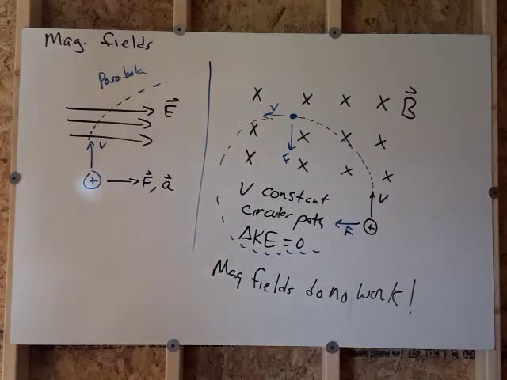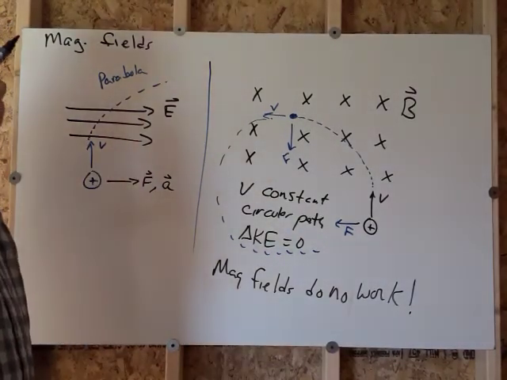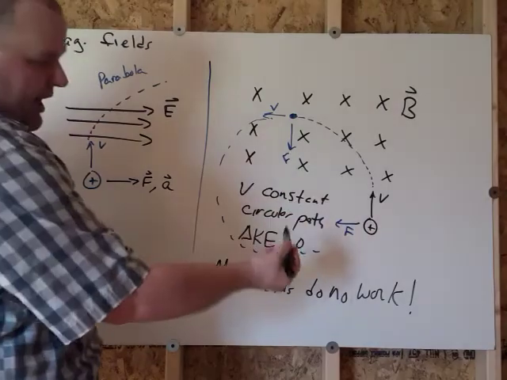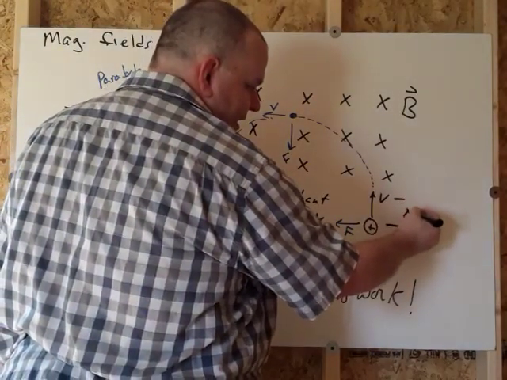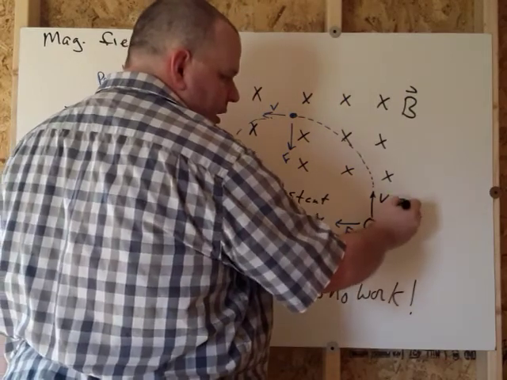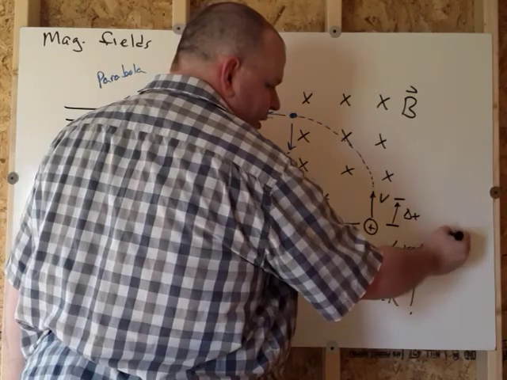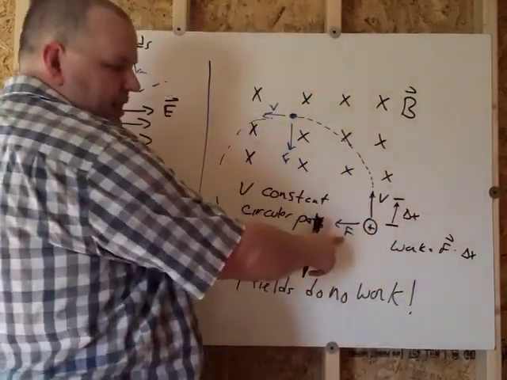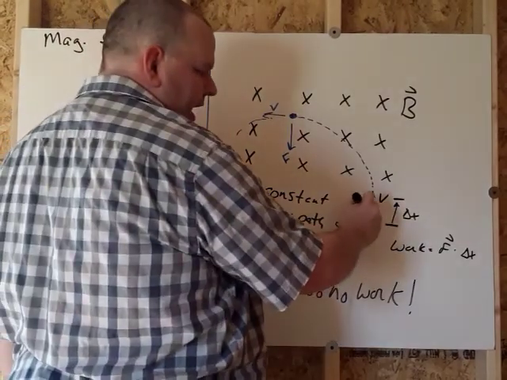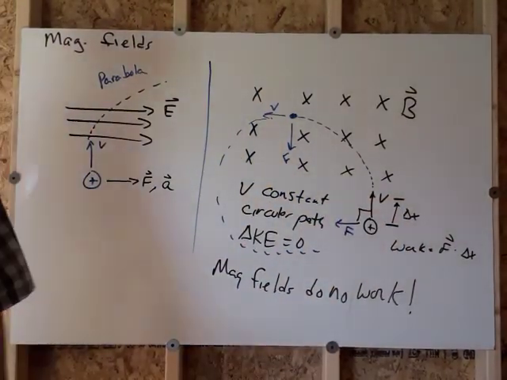The work, so to be clear on this, if we look at it very carefully here, say this is our delta x. So the work is F dot delta x. But the force is to the left. Right? This is at right angles. And so that dot product is 0.